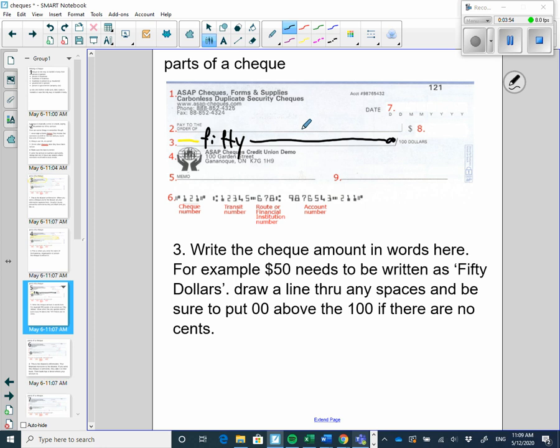So for example, if I didn't write that fifty, and I made a check out to someone, they could write in here 50,000 and they might get $50,000 from it. That's the reason why you don't want to leave a blank there. You don't want to let people do that.